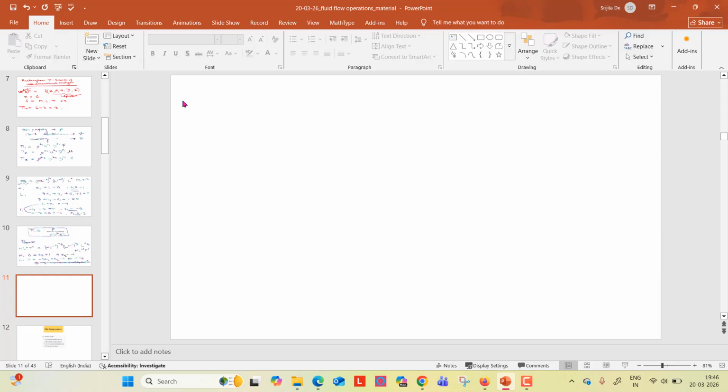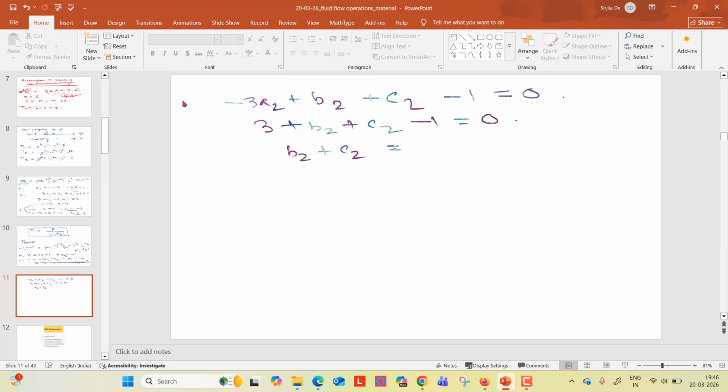So for L, it is coming as minus 3A2 plus B2 plus C2 minus 1 equals to 0. So it is coming 3 plus B2 plus C2 minus 1 equals to 0. So B2 plus C2 is coming as 3 minus 1, 2 minus 2.